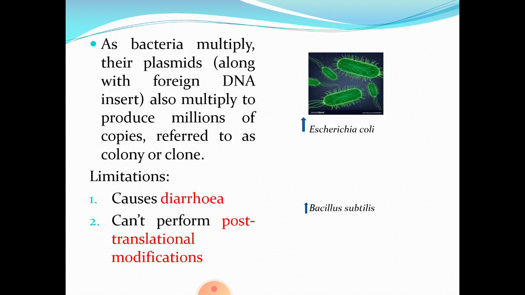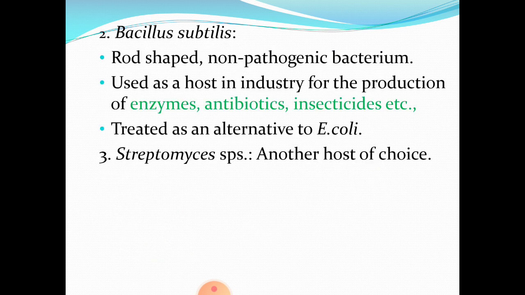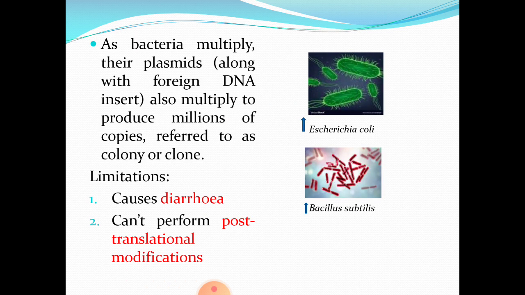Okay. Now, another bacterium which is used as a substitute to Escherichia coli is Bacillus subtilis. Bacillus subtilis is a rod-shaped, non-pathogenic bacterium. Okay, it doesn't cause any harm like dysentery or diarrhea. Here you can see the cells of Bacillus subtilis, rod-shaped cells.